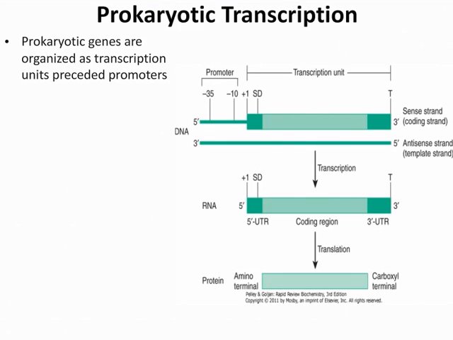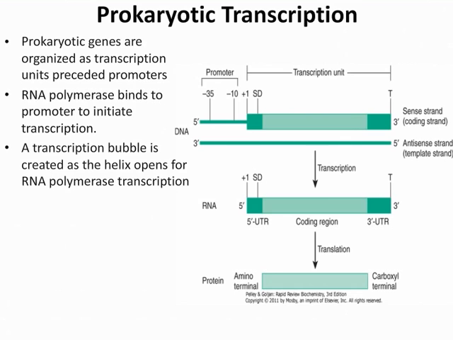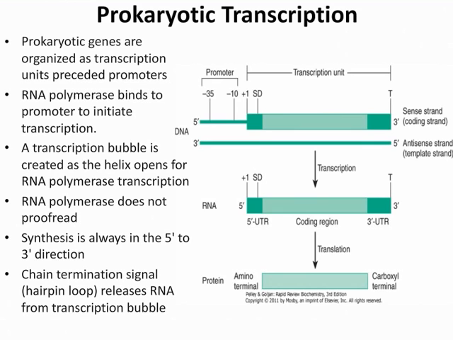So prokaryotic transcription is pretty similar to eukaryotic transcription. It uses a template strand to make RNA, and then the RNA is going to produce proteins. Prokaryotic genes are organized as transcription units. The RNA polymerase is going to bind also to the promoter region, so that's where transcription is initiated. Once that occurs, a transcription bubble is going to be created. RNA polymerase does not proofread. Synthesis is always in the 5' to 3' direction, and termination is signaled by a hairpin loop, which is going to release the RNA from the transcription bubble.